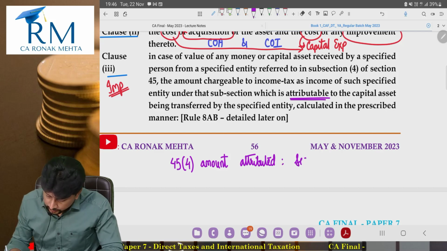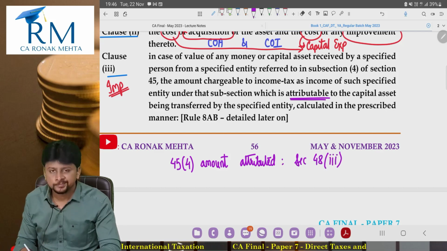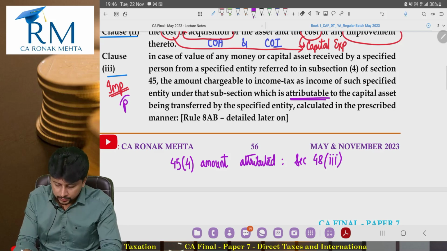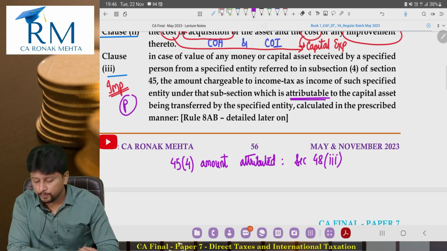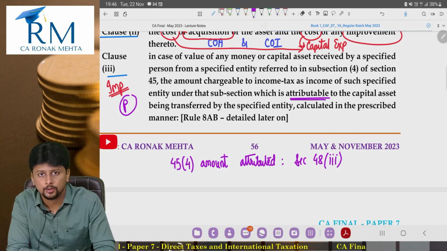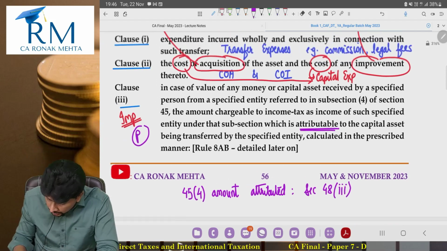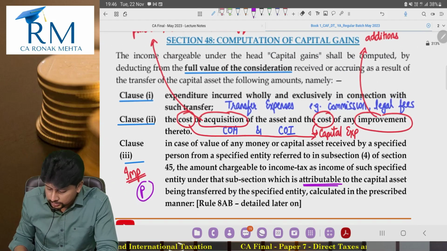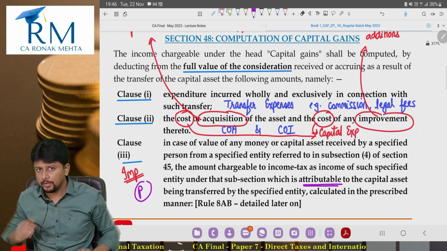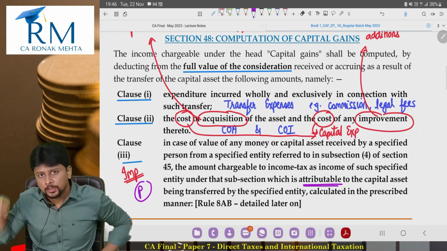This is attributed, section number 48, clause number 3. Once we do 45 subsection 4, we'll be easily able to understand 48 clause number 3 also. Now, my point, I'm not focused on clause number 3 right now. I want you to understand something. Look at this section 48.